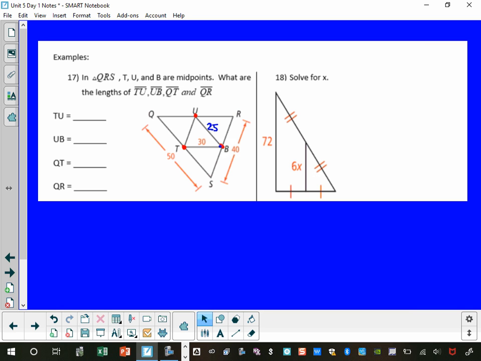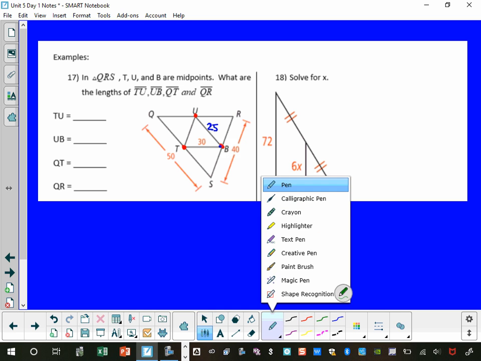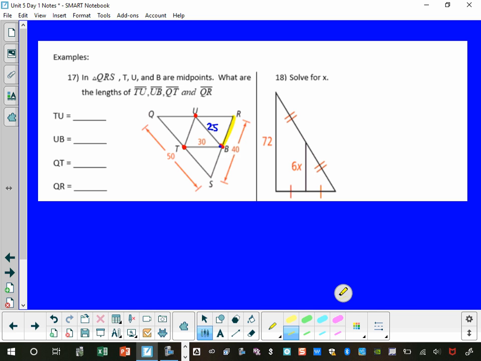Alright, now let's look at this side over here. RS is how long? What's that number? Alright, we see this 40, right? So what is parallel to RS? Can you guys see that UT is parallel to that? Yes? Okay, so if SR is 40, what is half of that? 20, so UT is going to be 20.